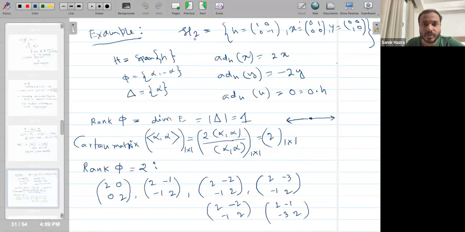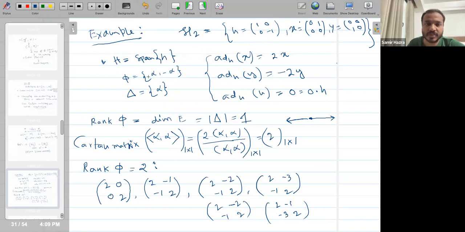So for example, if we want to see SL2, this is generated by H = diag(1, -1), X = (0 1; 0 0), Y = (0 0; 1 0). So the Cartan here is the span of H. And here we can see that ad H is actually semisimple. Therefore, H is semisimple, therefore H is inside the Cartan. Now, it cannot have a two-dimensional Cartan for obvious reasons. So this is the maximal toral subalgebra or Cartan subalgebra.